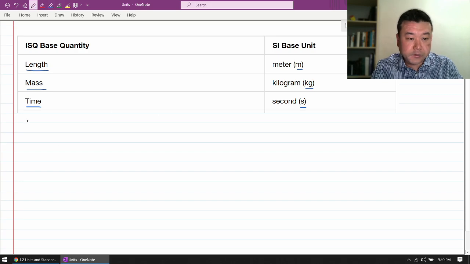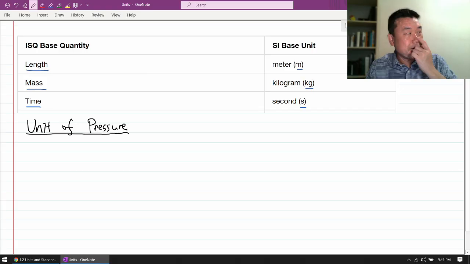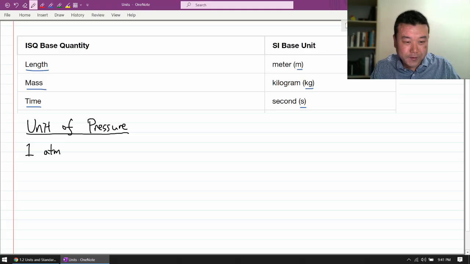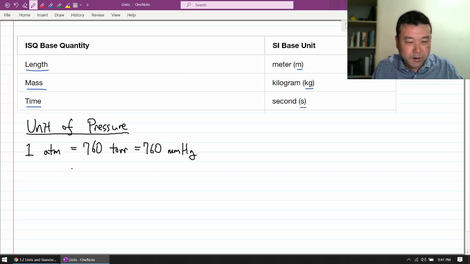Think about, for example, the unit of pressure. I think this is a unit that you might have seen in chemistry. If I'm trying to think back to my chemistry class, I think I remember learning about a unit of atmosphere, which can be expressed in units of torr, which is equivalent to millimeters of mercury. And I think there was one more, kilopascal, 101.3 kilopascal. I may be misremembering it. You should look it up to be sure.